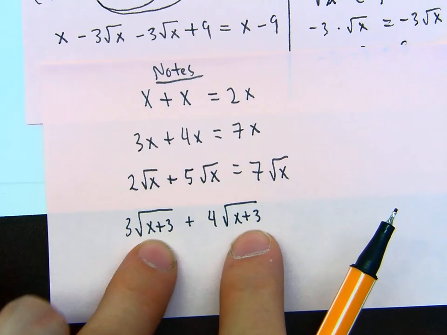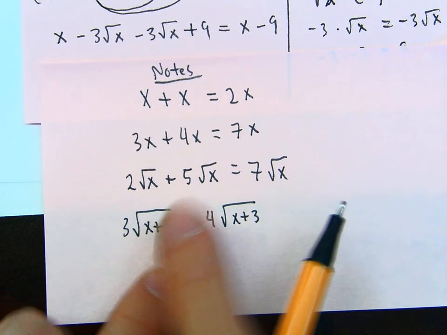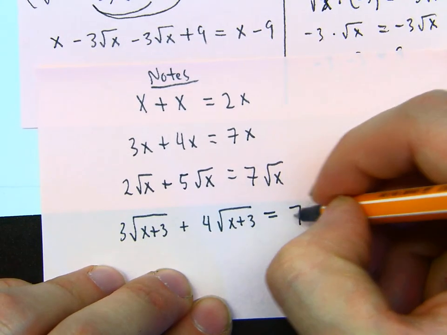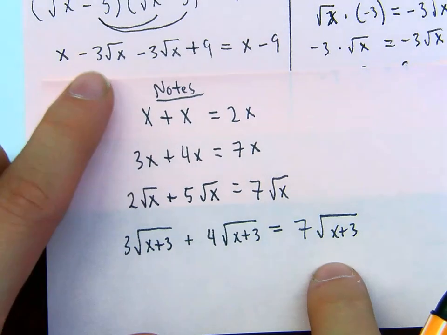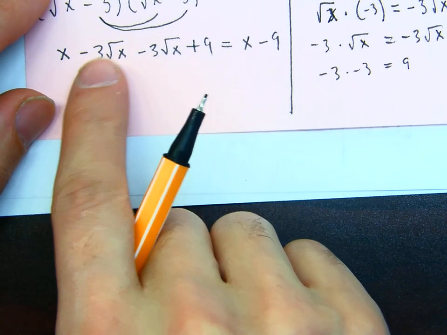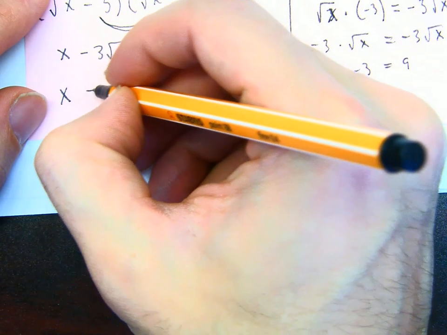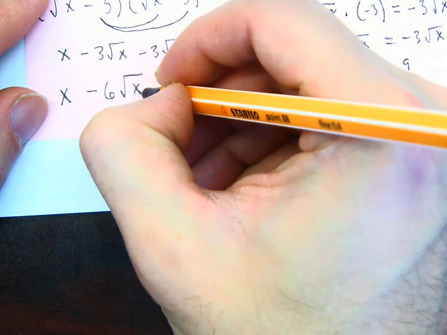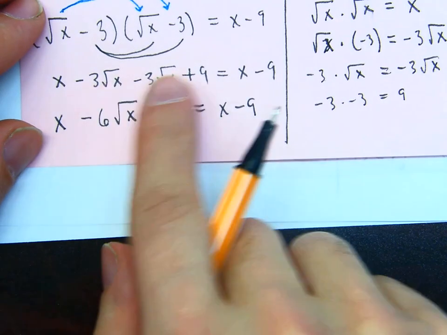See how these two are the same? These are like terms. You can combine them, so it's just 7 square root of x plus 3. So the idea for this part over here is you can combine these two. Notice that negative 3 minus 3, this becomes x minus 6 radical x plus 9 equals x minus 9. So you can combine these two.